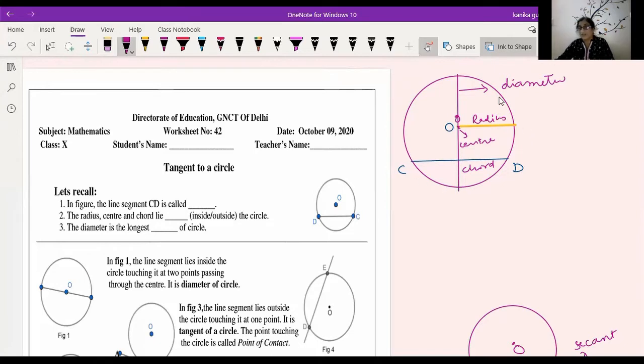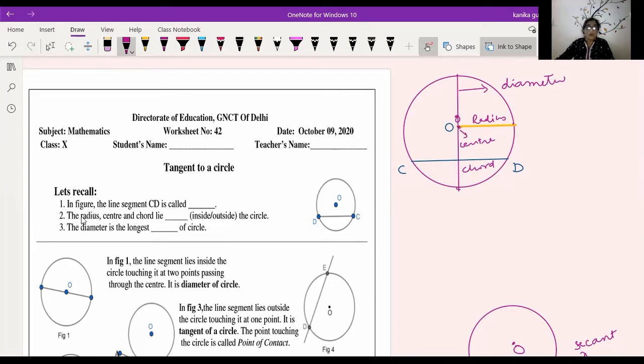Now, this is a circle and here is the center and the diameter. It is a line segment whose two endpoints are on the circle, that is called the diameter of the circle. Radius: one endpoint is the center and the other endpoint is on the circle. And the chord is a line segment whose two endpoints are on the circle. And this is the center of the circle.